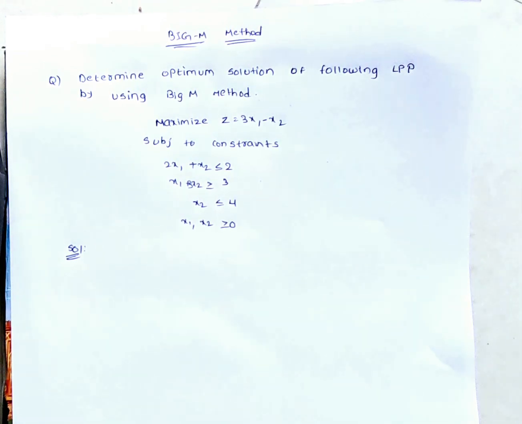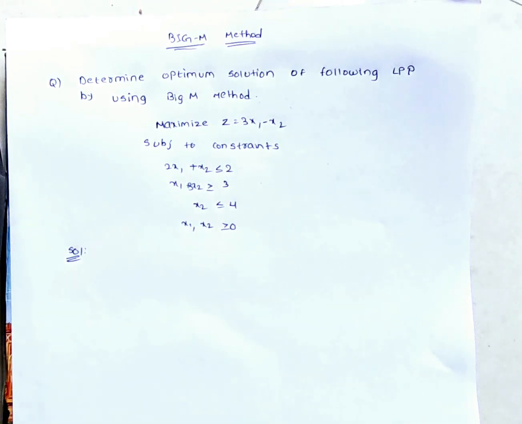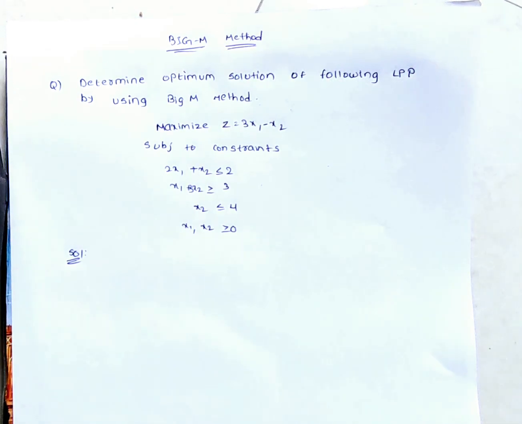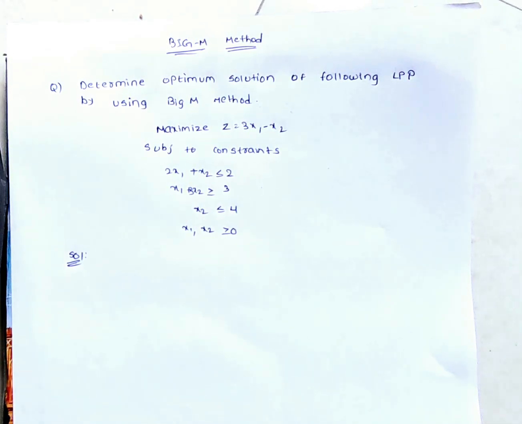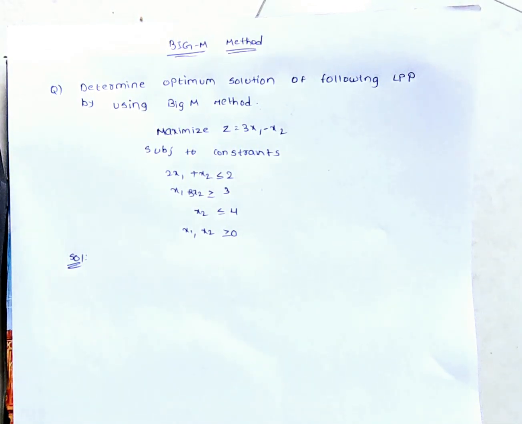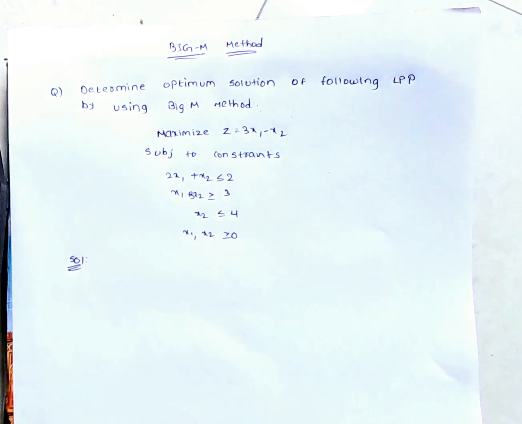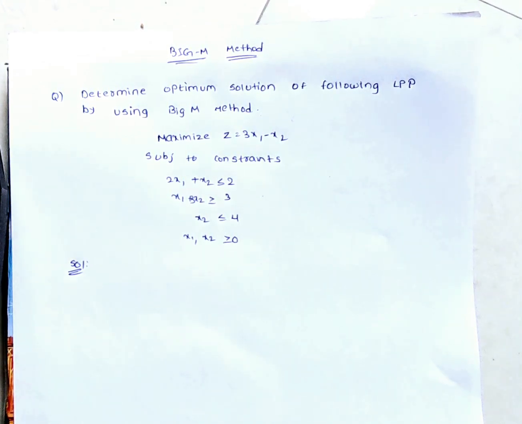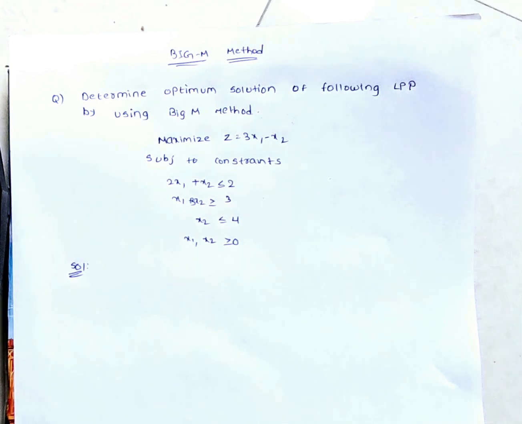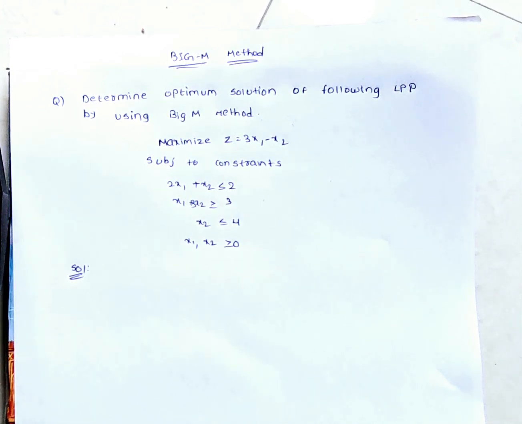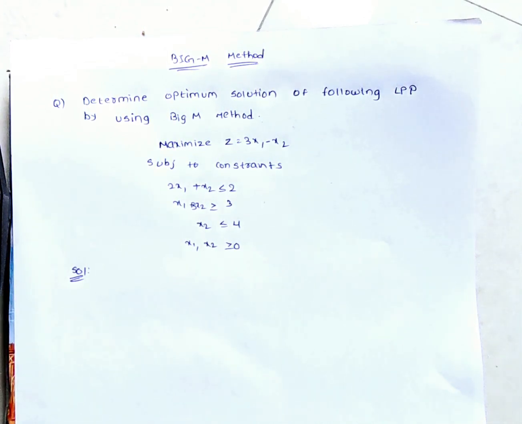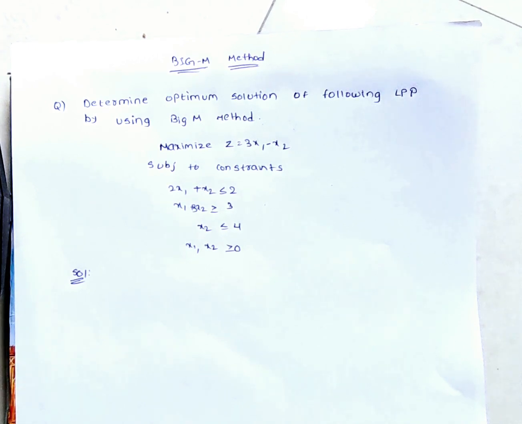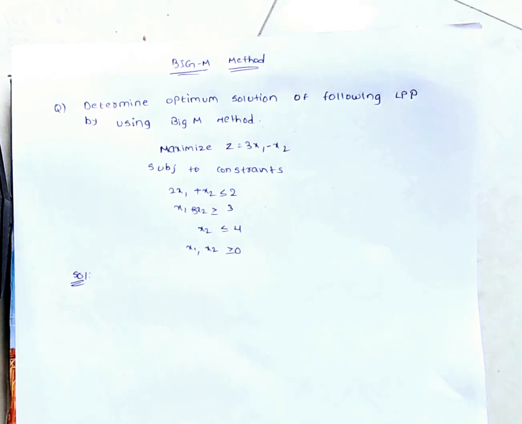Okay, so let's go to the problem. Here the question given is: determine the optimum solution of the following linear programming problem by using the big M method. Maximize z equal to 3x1 minus x2 subject to the constraints 2x1 plus x2 is less than or equal to 2, x1 plus 3x2 greater than or equal to 3, x2 is less than or equal to 4, and x1, x2 are greater than or equal to 0.